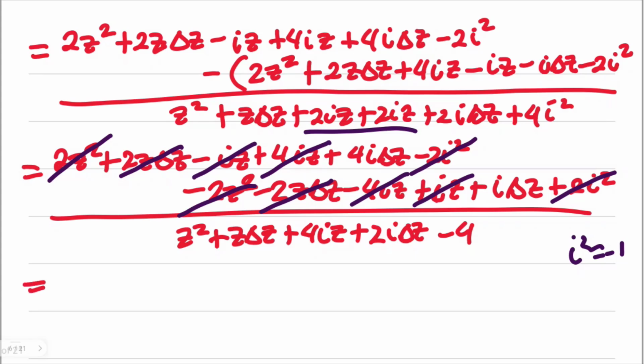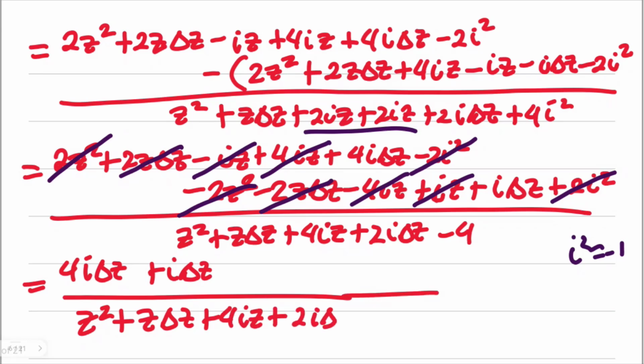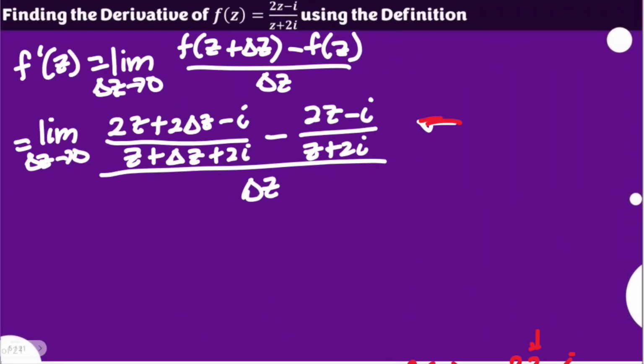So, our final form here is just the remaining term, 4i delta z, and then this one here, plus i delta z, all over the same denominator. Plus, sorry, that's z delta z plus 4iz plus 2i delta z minus 4. Okay? This is just, as mentioned and very important to clarify, equivalent to your entire numerator.